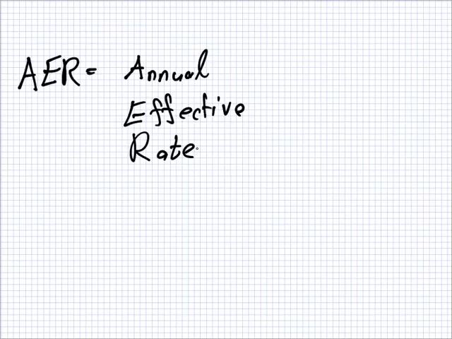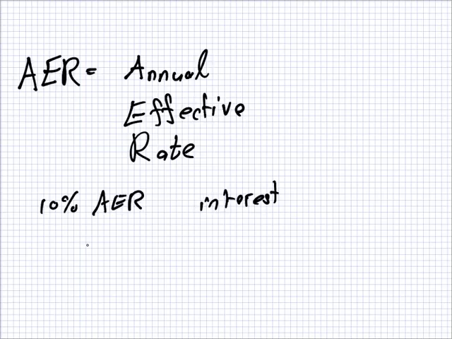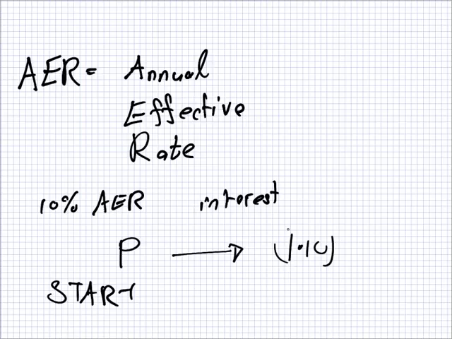So for example, if I said, I don't know, 10% AER interest, that means whatever money you had at the start of the year, so this is the start of the year, at the end of the year you would have 1.10 times this amount you had at the start of the year. So this is the end and this is a year.